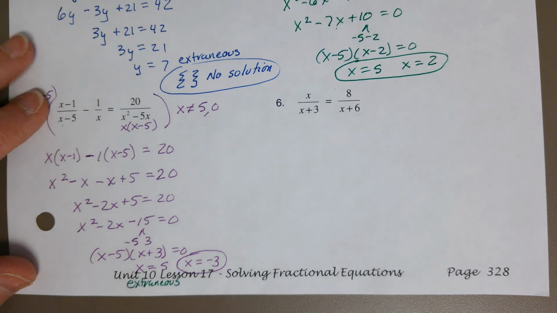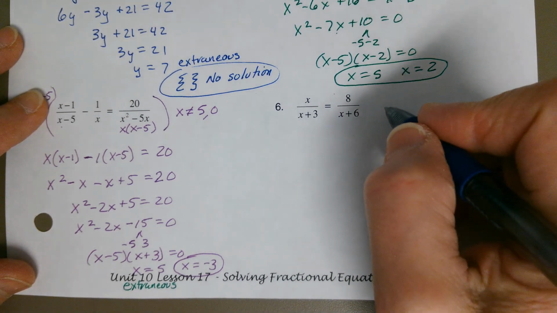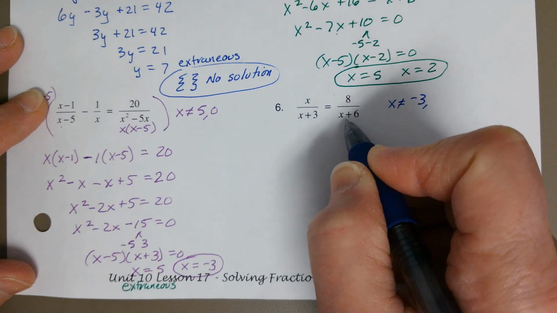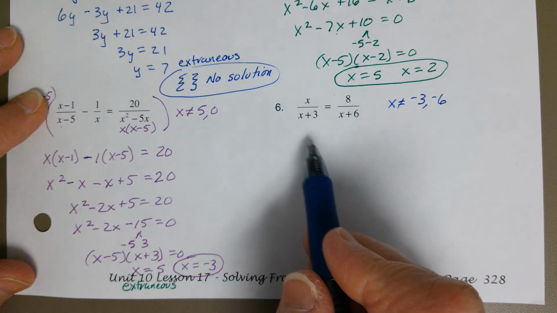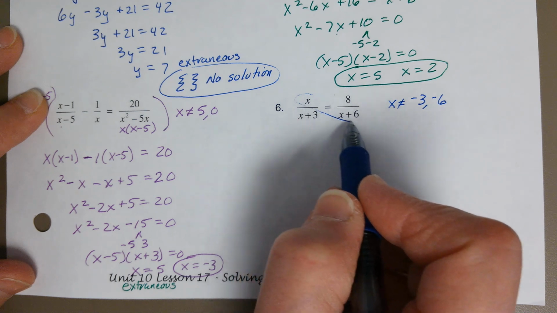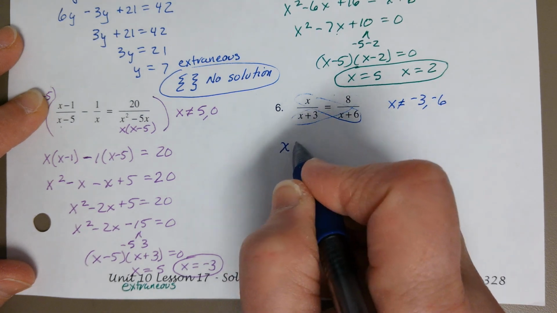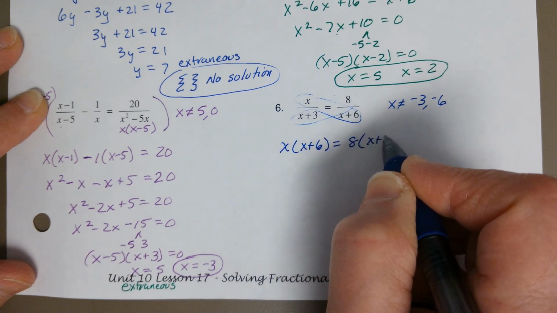With number 6, x cannot equal negative 3, cannot equal negative 6. Now, these are two equal fractions. We call this proportions, so you can simply just cross multiply. The cross products are equal. So I'd say x times x plus 6 equals 8 times x plus 3.